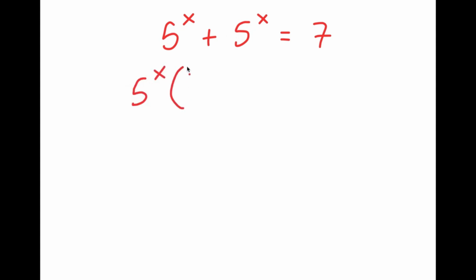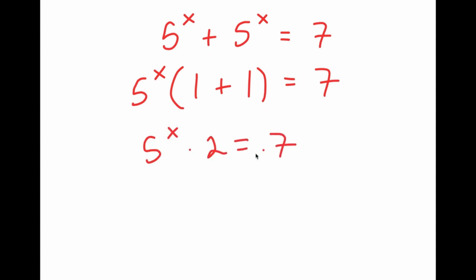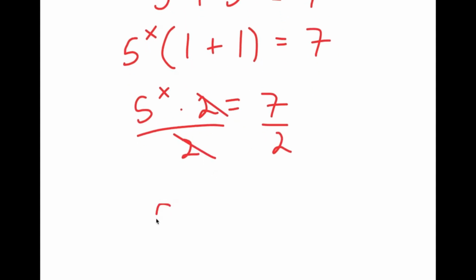Alright, so in this video, I'm going to solve the equation 5 to the power of x plus 5 to the power of x is equal to 7. So, to solve this, I'm going to first start by factoring out 5 to the power of x. So I get 5 to the power of x times 1 plus 1 is equal to 7. And 1 plus 1 is 2, so I get 5 to the power of x times 2 is equal to 7. Now I'm going to divide both sides by 2. So these two cancel out. And I get 5 to the power of x is equal to 7 over 2.